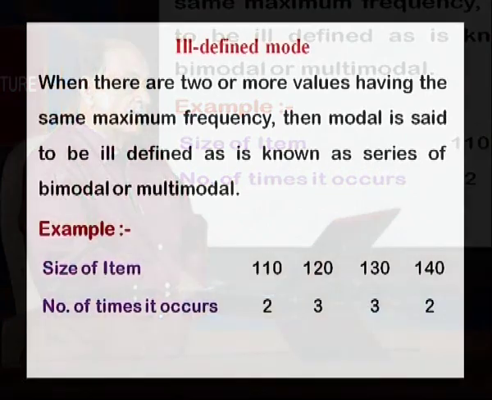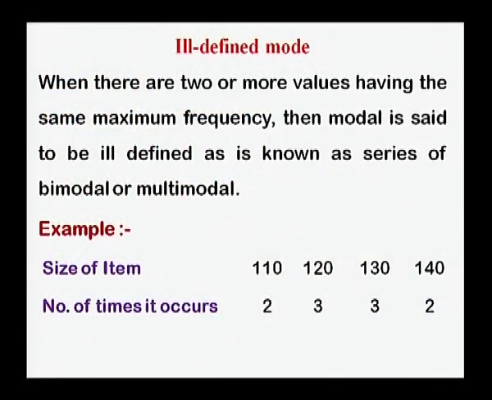Now, this can be well understood with the help of this problem. Size of item is 110, 120, 130 and 140. Number of times it occurs: 2, 3, 3 and 2. In this case, 120 occurs 3 times, and 130 also occurs 3 times. So, we can say this series is considered a multimodal series.